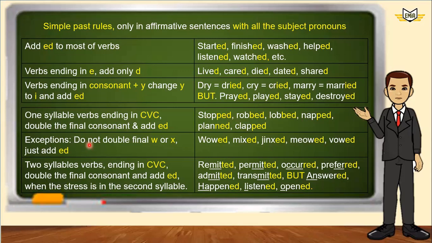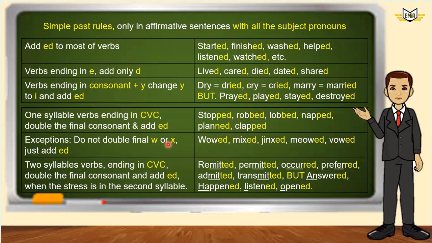Exceptions to this rule. Everything has an exception. The exception to this rule is that you don't double the final consonant when the verb ends in W or X. For example, look at this. Even though you have consonant, vowel, and consonant, you don't double the final consonant because of the exception. It ends in letter W. So, wow, you only need ed. Mixed, fixed, meowed, bowed, because of the exception.